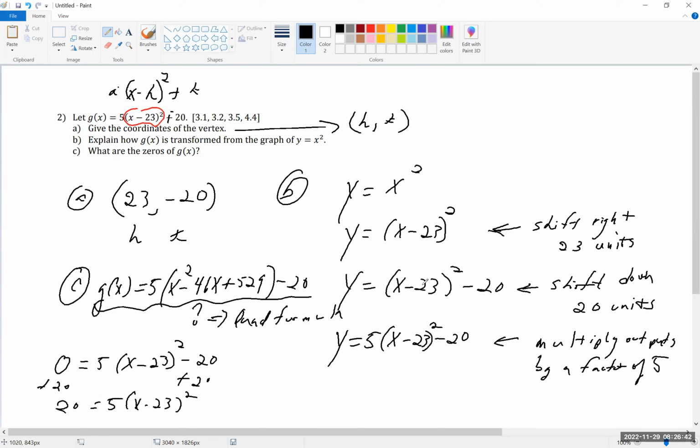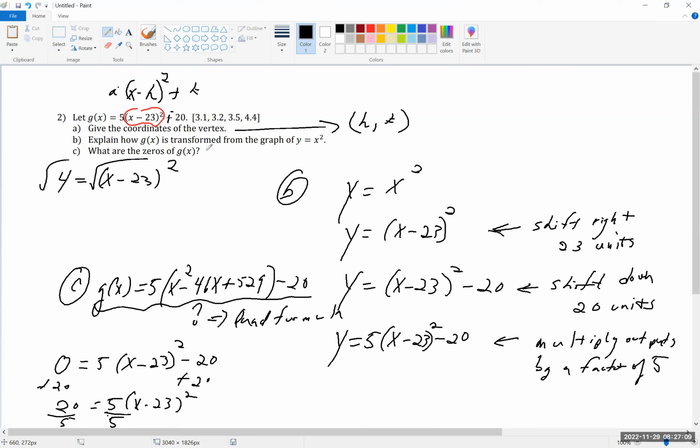And since I need some room, I'll just delete this up here because that was the easy part. I'll just keep working up there. What I'm going to do is divide by 5. Yeah, this is a much better way. So I've got 4 is equal to x minus 23 squared. Take the square root of both sides. This is a plus or minus 2, right?